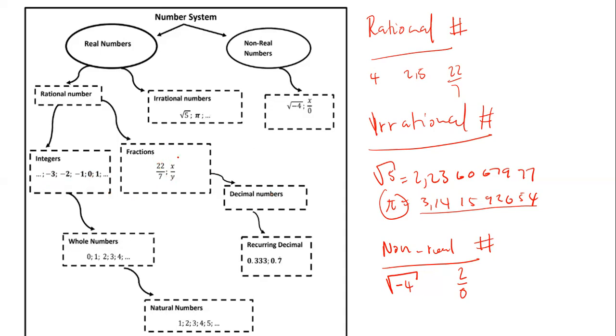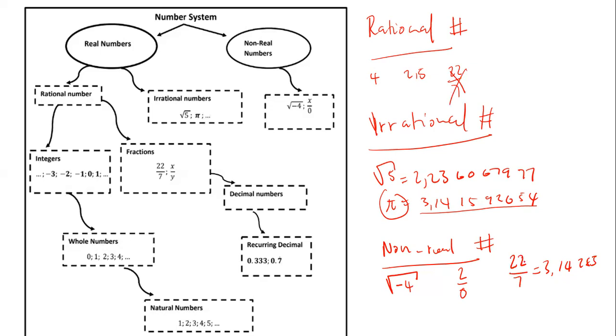So fractions can lead to decimal numbers, right? Like 22 over 7. Let me just punch it on my calculator. So when I say 22 over 7, this is what I get. It's actually 22 over 7, it is irrational. 22 over 7 gives me 3,14285,7, blah, blah, blah. So this number over here is regarded to be irrational, not rational. 22 over 7 is a number that does not terminate. It doesn't terminate at all.